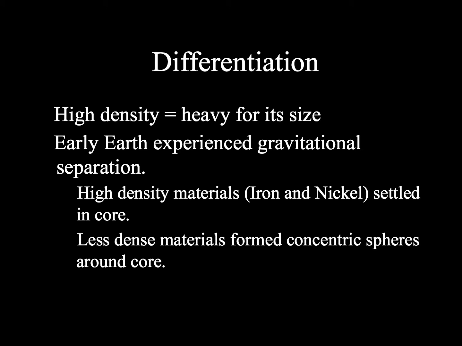To understand differentiation, you need to know how density works. Something that has high density means it's very heavy for its size. For example, a brick is a lot heavier than a brick-sized box of Kleenex. Brick is much denser than Kleenex. The denser materials in the semi-melted Earth begin to sink and form Earth's core, while the lighter materials float to the top and form the mantle and crust.